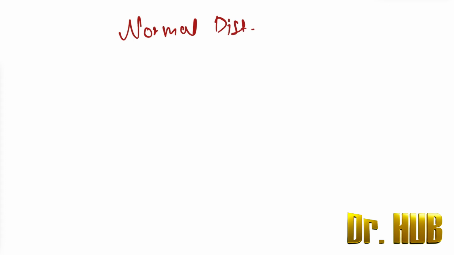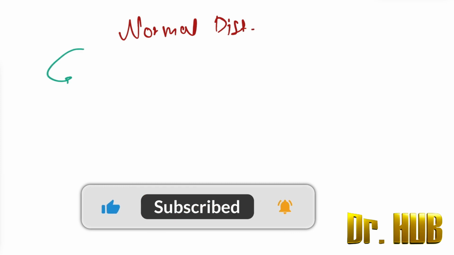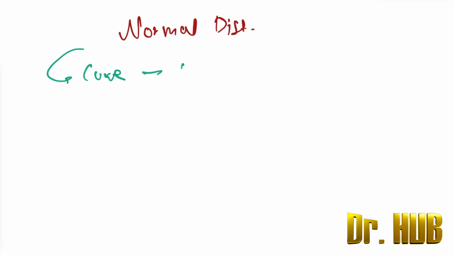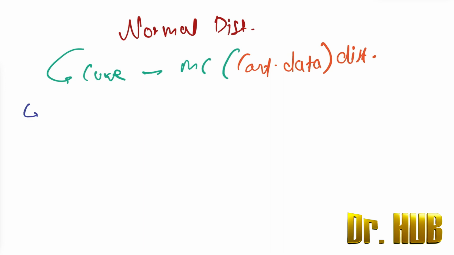Today we'll look at the normal distribution. In normal distribution, it is a curve. This normal distribution curve is the most common shape taken by continuous data distributions. It is also called the bell curve.